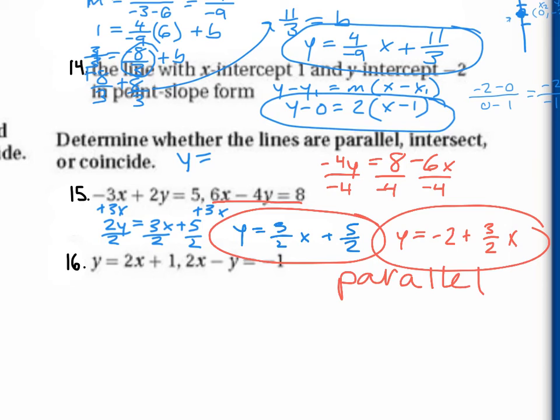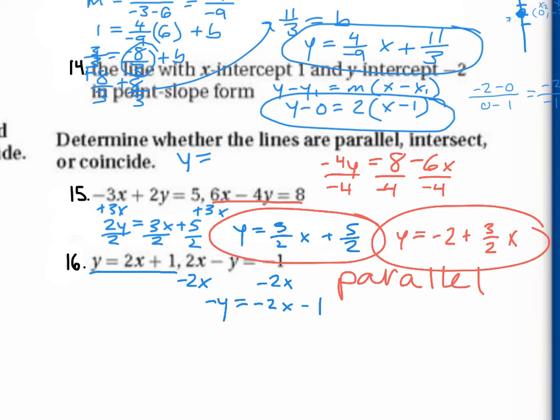Now let's look at 16. Our first equation is already in slope-intercept form, so we don't have to do anything to that. So we have a slope of 2 and a y-intercept of 1. What do we have to do to our second equation to put it in slope-intercept form? You would minus the 2x. So we subtract 2x from both sides. We get negative y is equal to negative 2x minus 1.